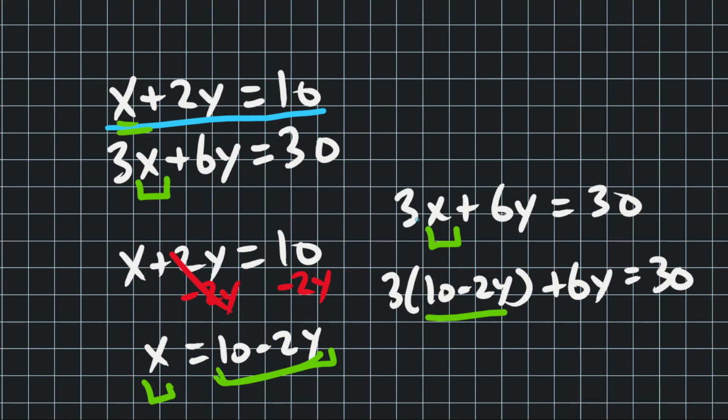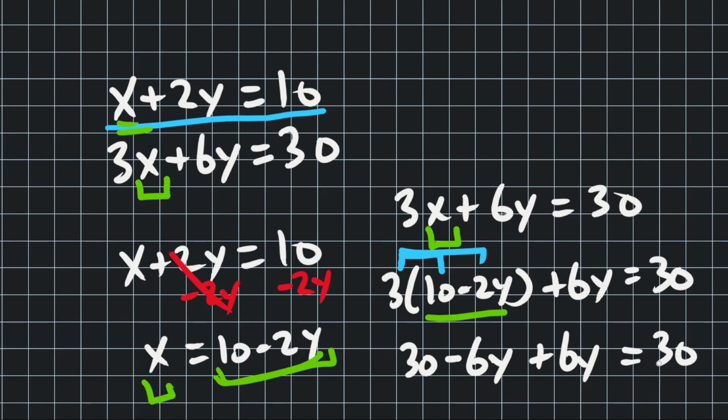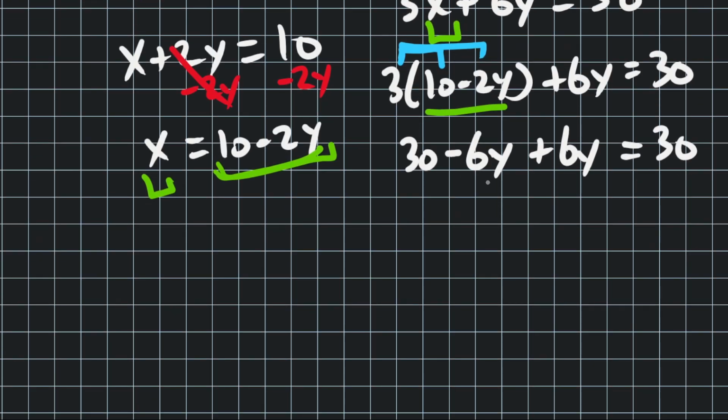And then to continue solving this, we will distribute the 3. 3 times 10 is 30. And 3 times negative 2y is negative 6y. And the rest of this is plus 6y equals 30. So what is minus 6y plus 6y? Well, those cancel out. And in the end, we are left with 30 equals 30.